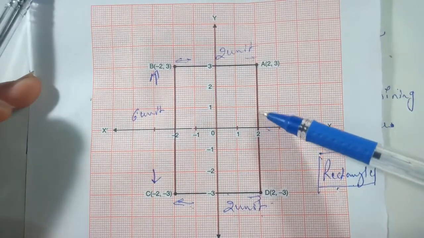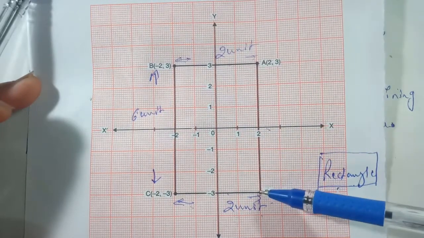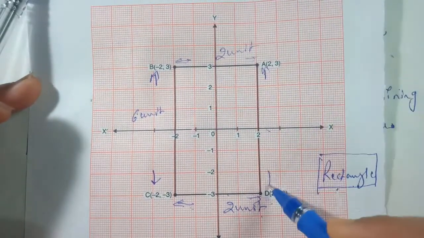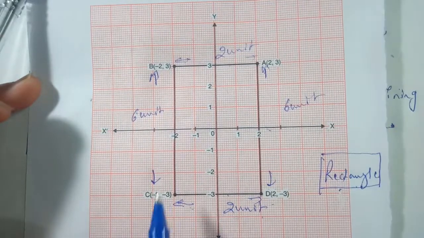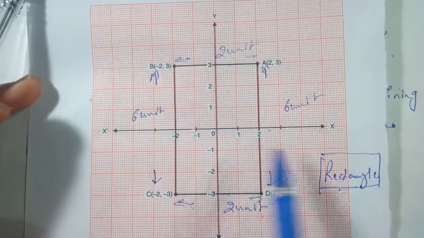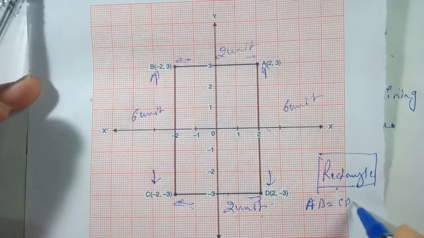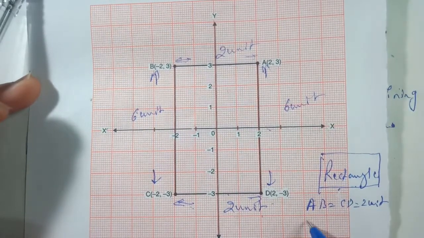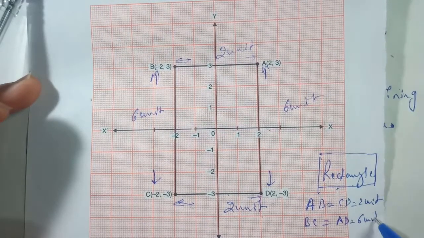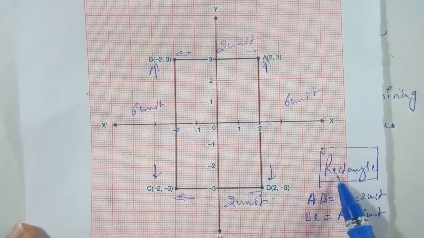Here also the upper half part is 3 unit, 1, 2 and 3, and the lower half part below the x-axis is also 3 unit, 1, 2 and 3. So 3 plus 3 is equal to 6 unit. So here also we observe that the other pair of this figure is equal, since AB equal to CD, equal to 4 unit, and BC equal to AD, equal to 6 unit. This is the verification we are doing for the figure to be a rectangle.